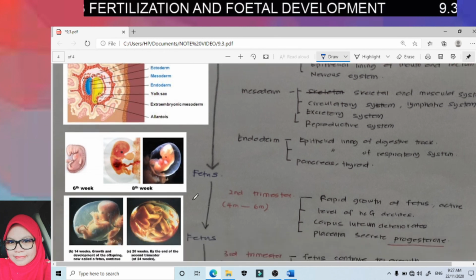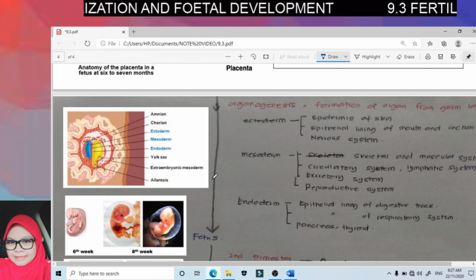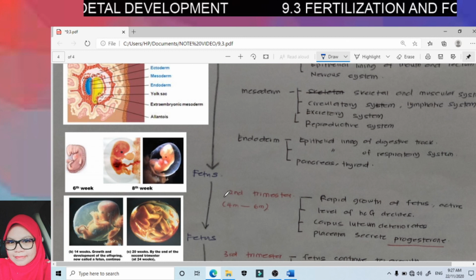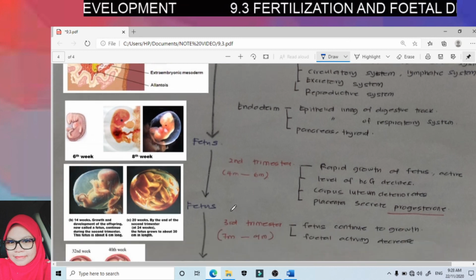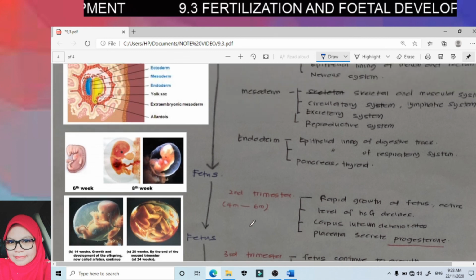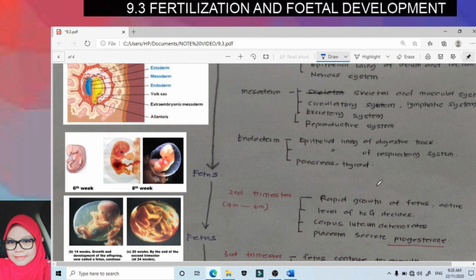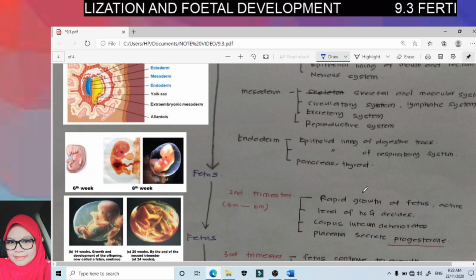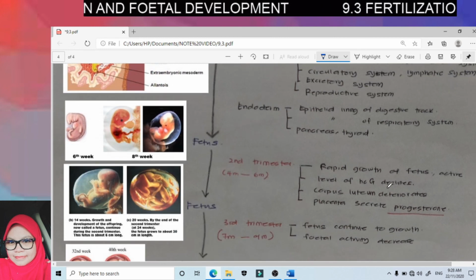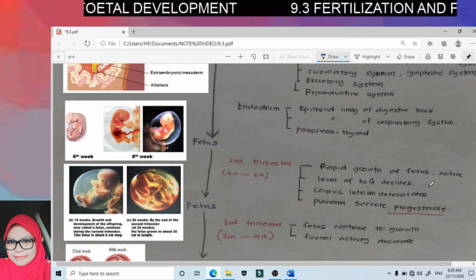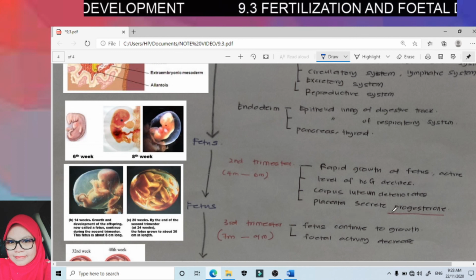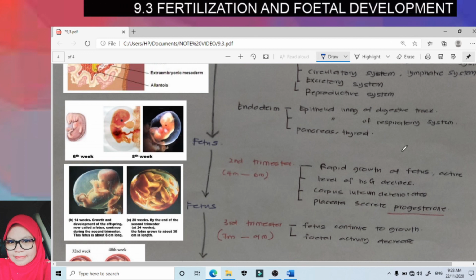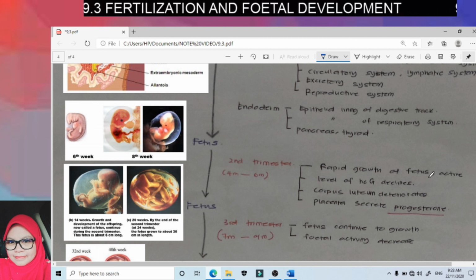Okay, then the fetus will continue to develop in the second trimester of pregnancy and also the third trimester of pregnancy. So for the second trimester, the fetus has rapid growth and is very active. The level of HCG will decline, and then the corpus luteum degenerates. Then the placenta will secrete progesterone. So this hormone is very important. Later on in the next subtopic, we're going to discuss more on this.